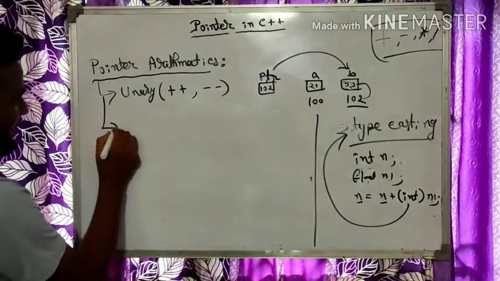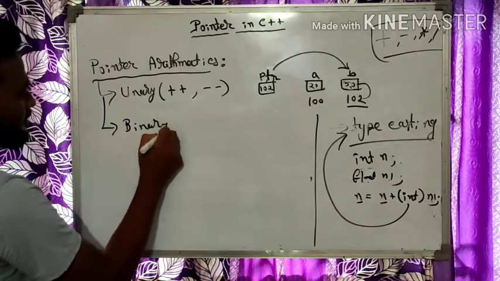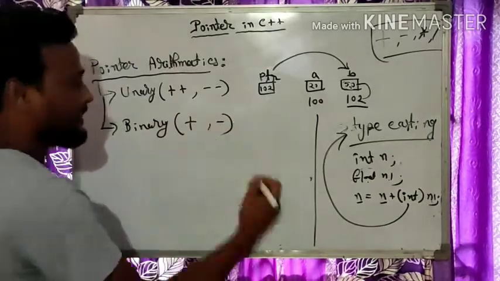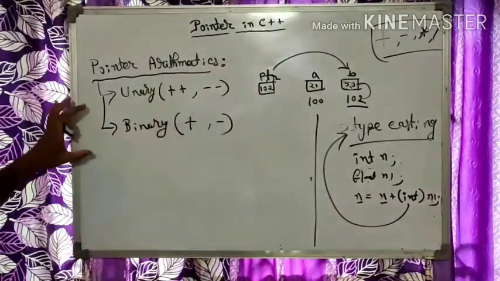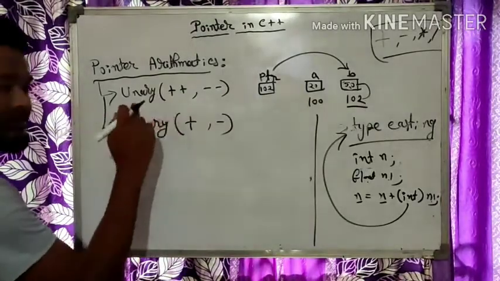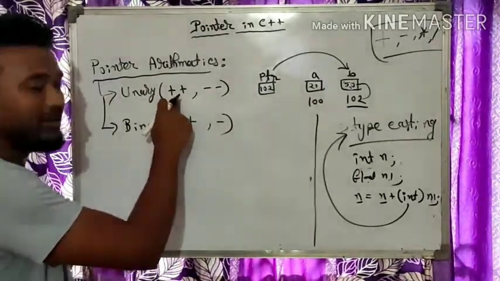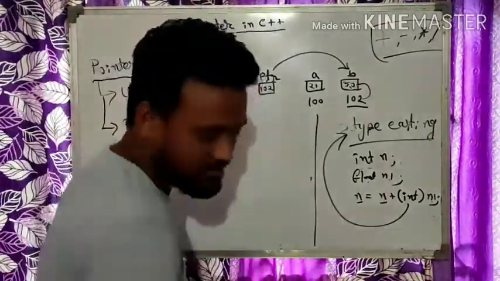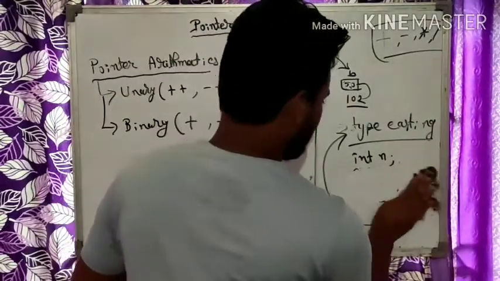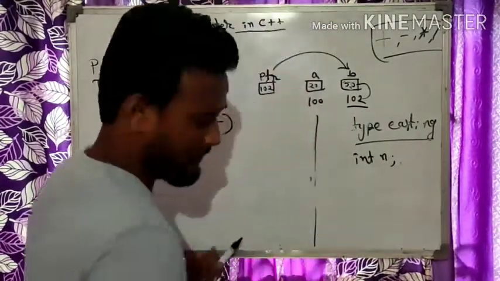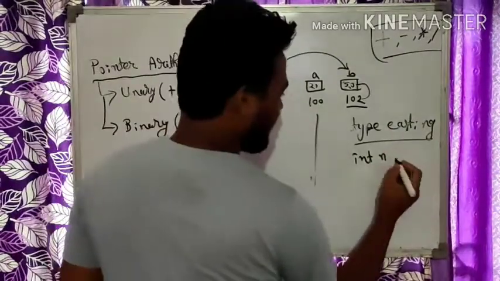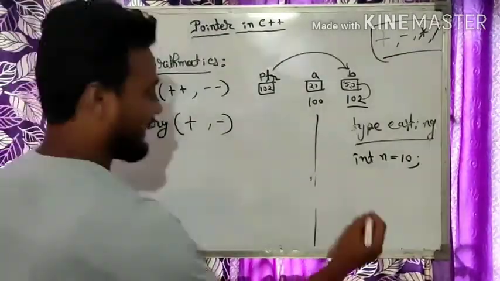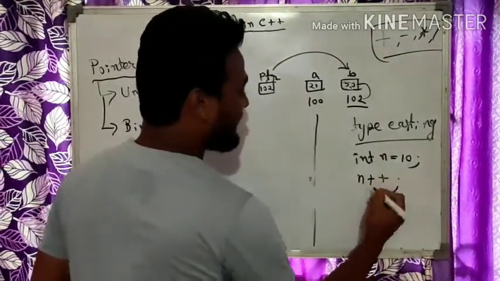The next one is binary. Binary means one operator and two operands. Especially we are going to use plus and minus in terms of pointer arithmetic. So how can we implement this? As you all know, this is an increment operator and this is a decrement operator. Suppose this is a variable n, we are declaring it and assigning the value 10 here. That means n is equal to 10. When you write n plus plus like this, what does it mean?